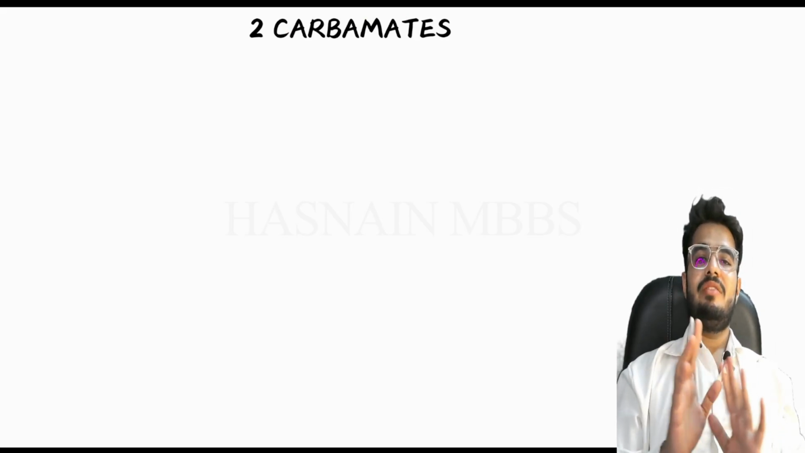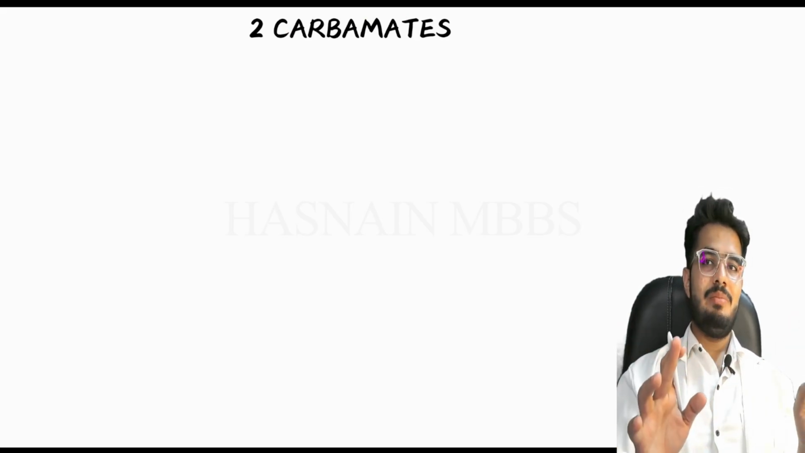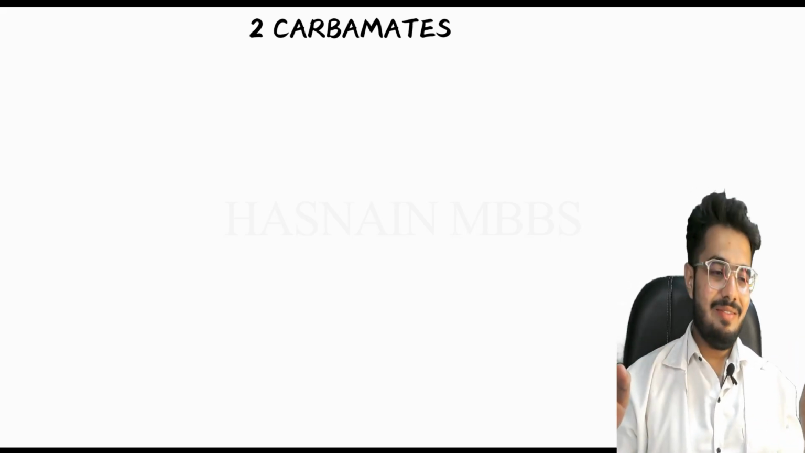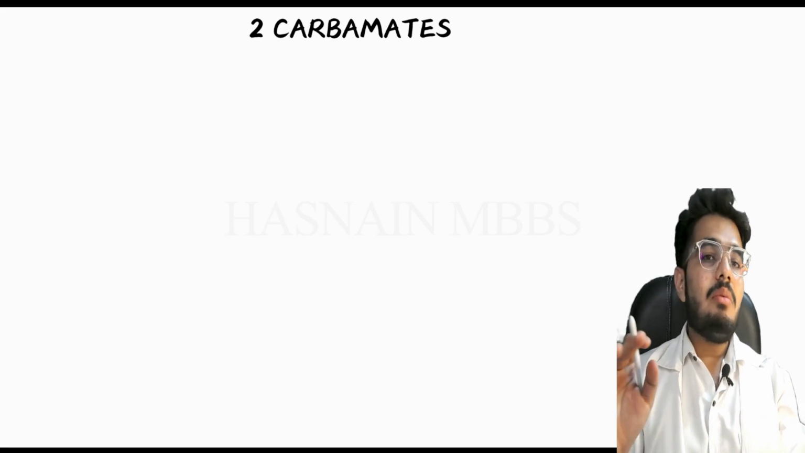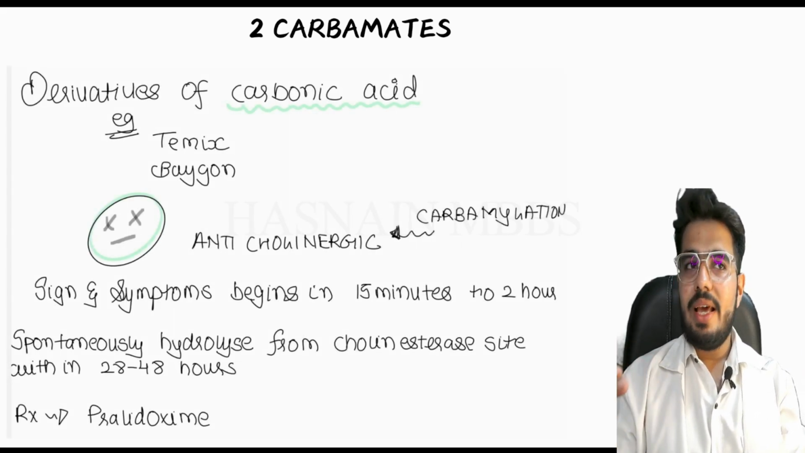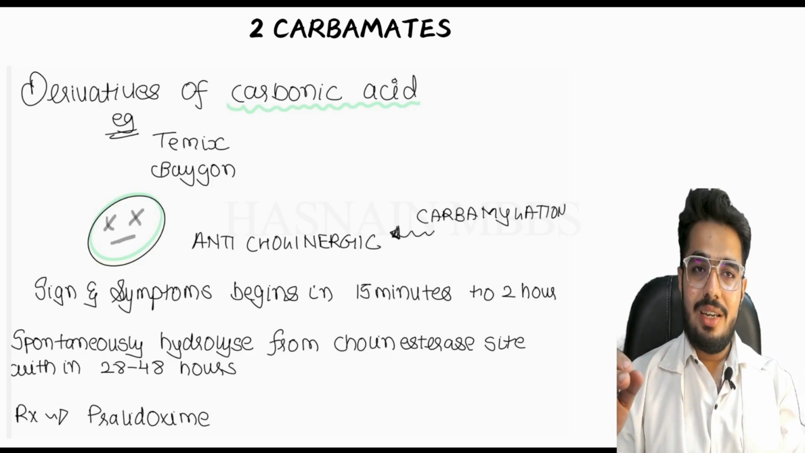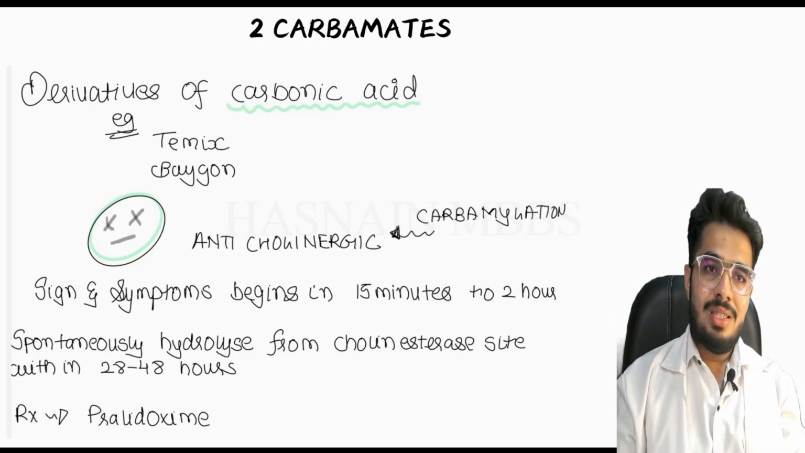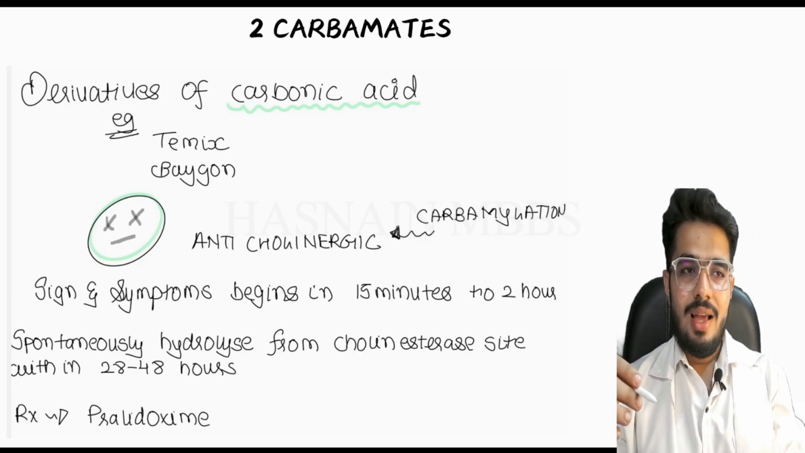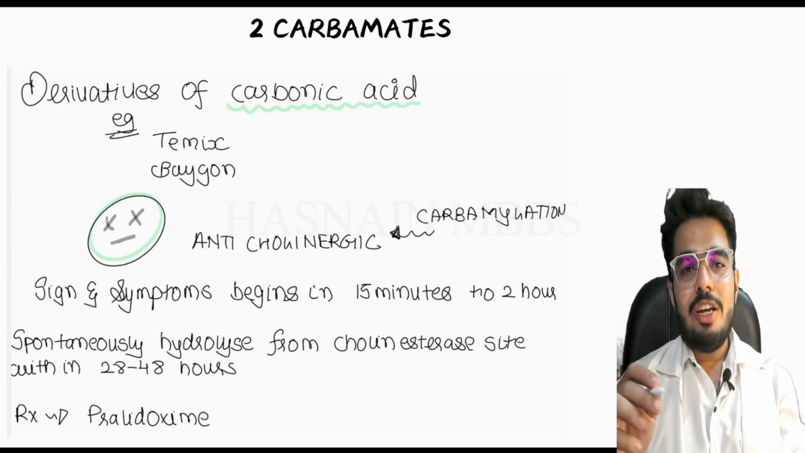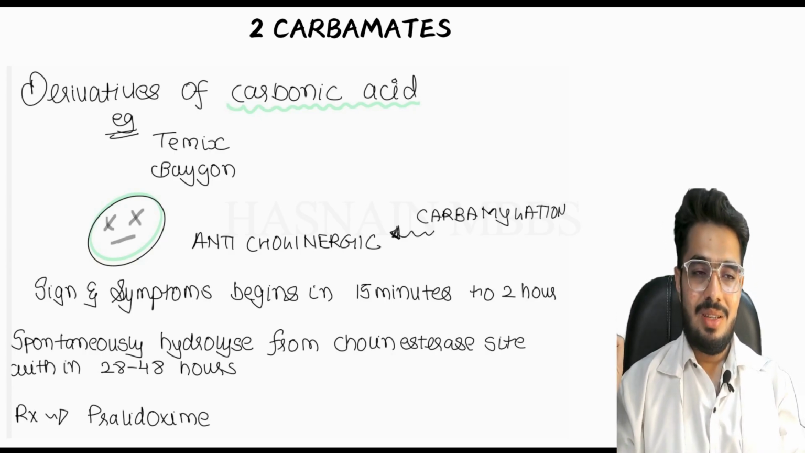So we have completed the first group, a very important one, organophosphorus compounds. Now there are small group topics, very easy, you're going to remember them really well. We're going to learn carbamates. Carbamates are derivatives of carbamic acid. Examples are Temik and Baygon. It is also an anticholinesterase. With the help of carbamylation, it inactivates the enzyme. Signs and symptoms of carbamates appear from 15 minutes to 2 hours, and spontaneously resolve in 24 to 48 hours. The treatment of choice in this case is pralidoxime. This is enough for carbamates.